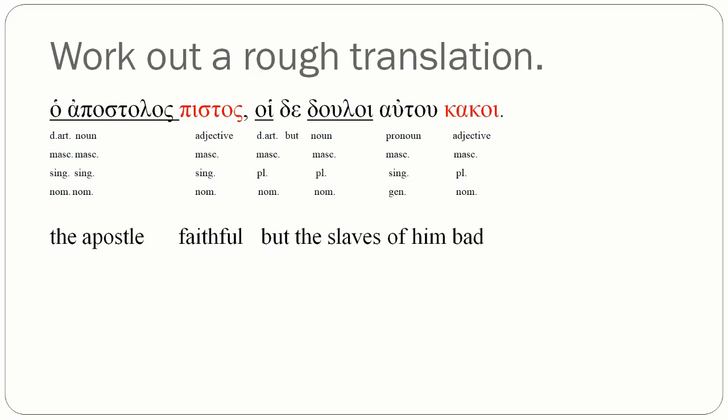Notice here there is no verb. Okay, where's the verb in this sentence? We don't have one. So something is going to have to happen. Ha apostolos is the article and noun. Pistos is an adjective. So the apostle is the article and noun, and faithful is the adjective. Second clause, hoi douloi is the slaves. Translate de first in this clause, but the slaves. Autou, of him, kakoi, bad. This clause doesn't have a verb either.